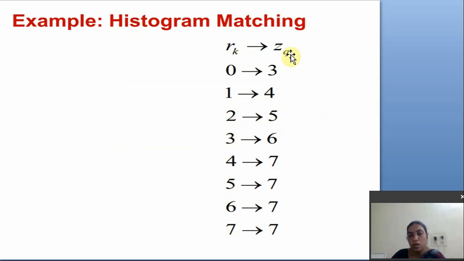So particularly for the new image. What is the new image here? The enhanced image, ZQ. So R is the input, S is the histogram equalized image, and Z is the histogram specified image. That is the difference. ZQ is nothing but 3, 4, 5, 6, 7, 7, 7, 7.